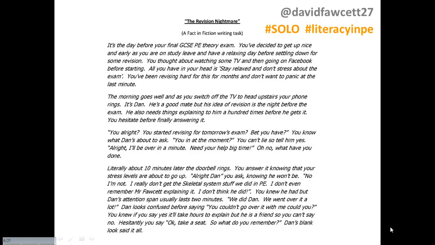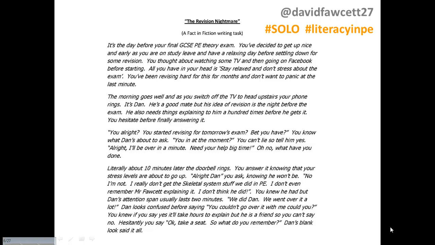Now Dan doesn't really listen, doesn't really do much, and he is phoning you to say, any chance you could help me? I really don't understand the skeletal system, our test is tomorrow, it'd be really good if I could come round. You're a little bit hesitant, and in the end, without you even knowing about it, Dan's knocking at your door. You open your door, and that's where the cliffhanger ends.